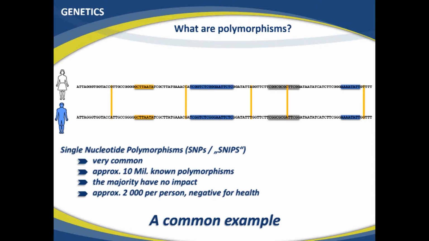These are these genetic variations where one person has a letter A at a position, and someone else has a letter C. They're very common. There are around 10 million known polymorphisms in the human genome. When they looked at people from different areas, they found 10 million different variations. The majority have no impact on health, on the body, on anything. And as I said, around 2,000 of these polymorphisms influence our health negatively.